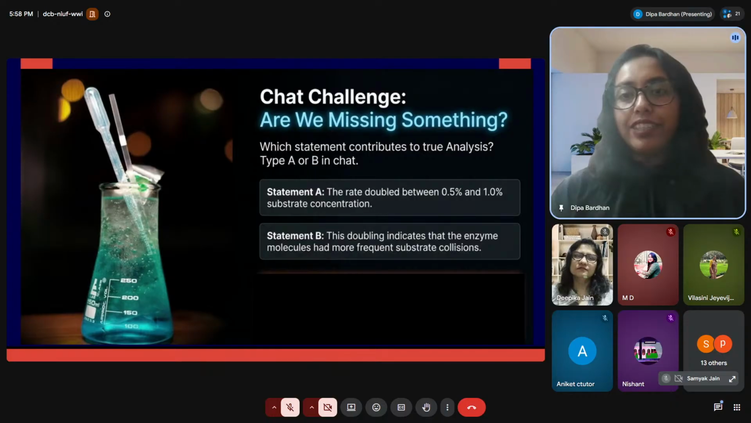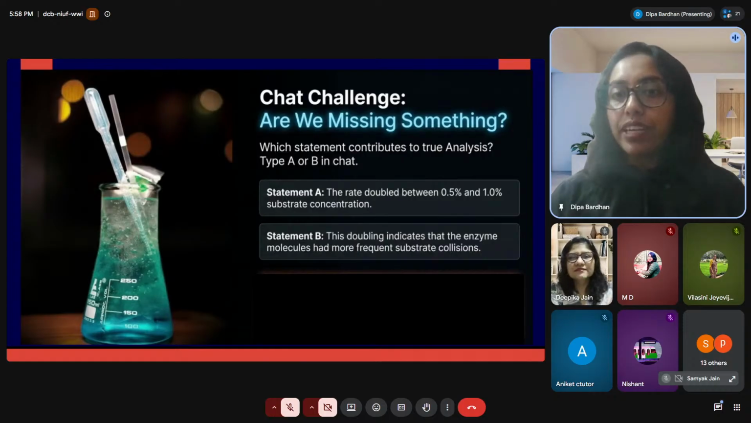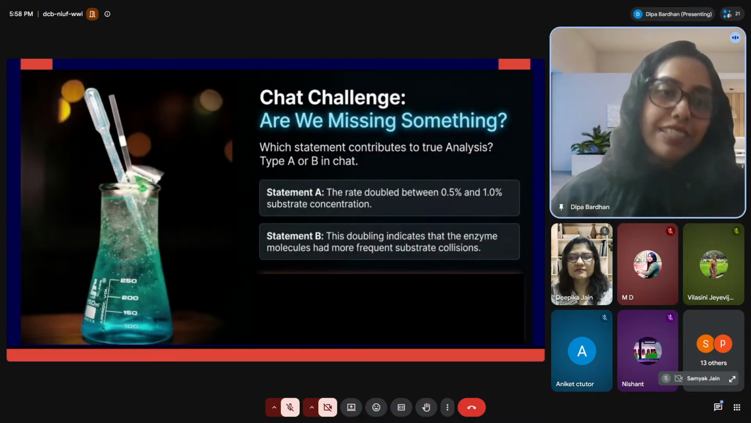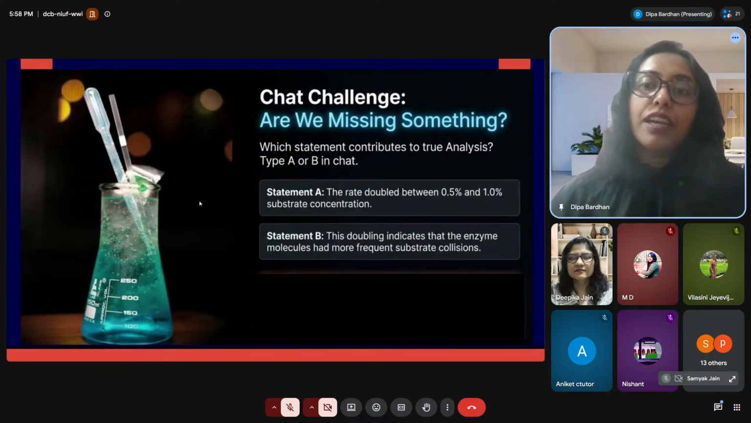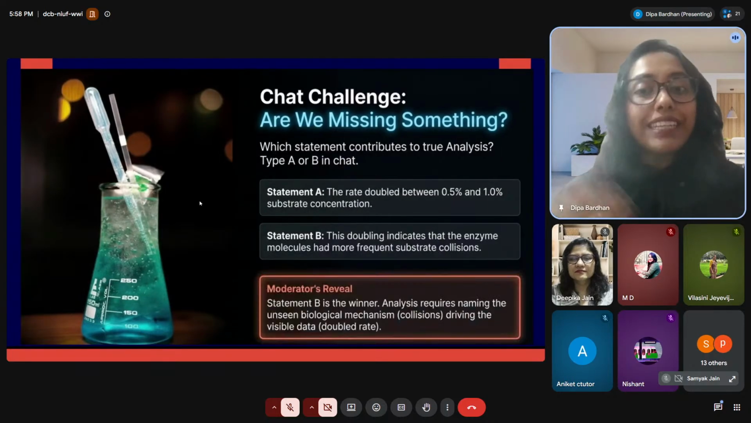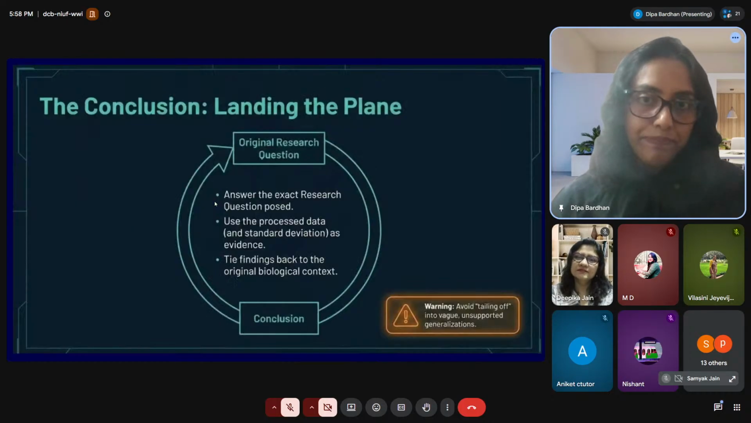Here is again a challenge. The rate doubled between 0.5% and 1% substrate concentration, and this doubling indicates that the enzyme molecules had more frequent substrate collisions. If the concentration increases, the number of substrate molecules or particles increases, so there are more collisions. So that is a better statement. You also know the biological mechanism which is enabling it.